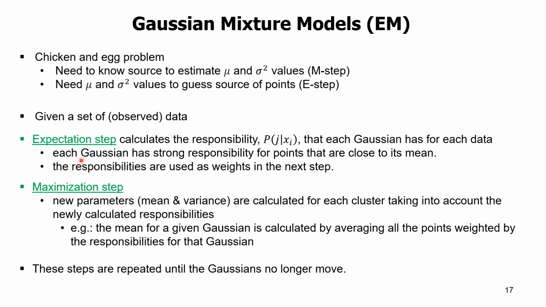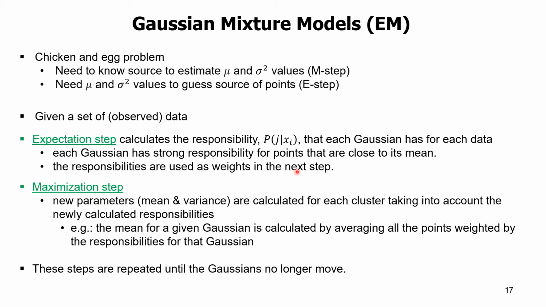So each Gaussian has a strong responsibility for points that are close to its mean. Suppose a data point is very close to the mean of a certain Gaussian, definitely that Gaussian has very strong responsibility for the data point, right? And the responsibilities, these probabilities, are used as weights in the next maximization step.